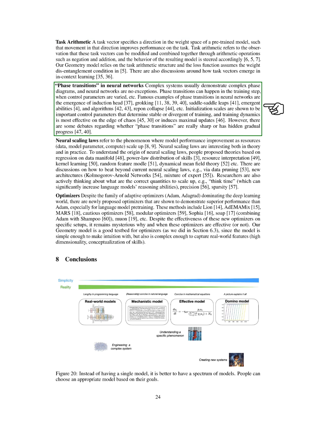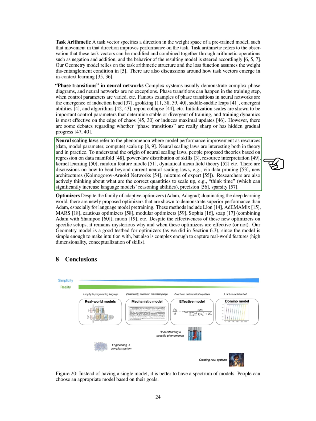We address the concept of phase transitions in neural networks, noting that complex systems, including neural networks, can exhibit intricate phase diagrams. These transitions can occur during training or when control parameters change. Initialization scales are crucial in determining training stability, and dynamics are most effective at the edge of chaos. Neural scaling laws describe how model performance improves as resources increase, and understanding their origin has led to various theories. Researchers are exploring ways to surpass current scaling laws through data pruning and new architectures.